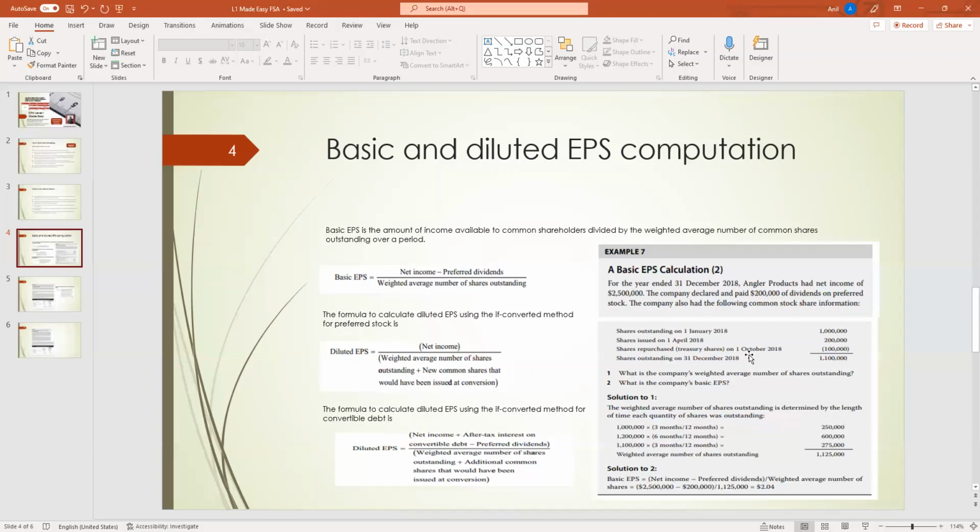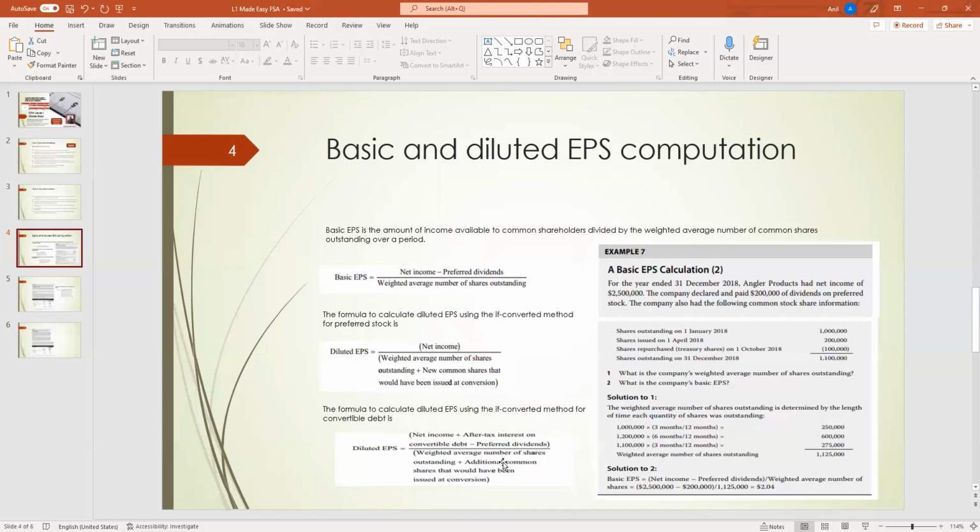Similarly, if there is convertible debt in the capital structure of the company, you have to use this formula: diluted EPS is equal to net income plus after-tax interest on convertible debt less preferred dividends. Because preferred stock is there, preferred dividends go in, and you have to add the interest to net income. That is after-tax interest. Okay, that is the add back.